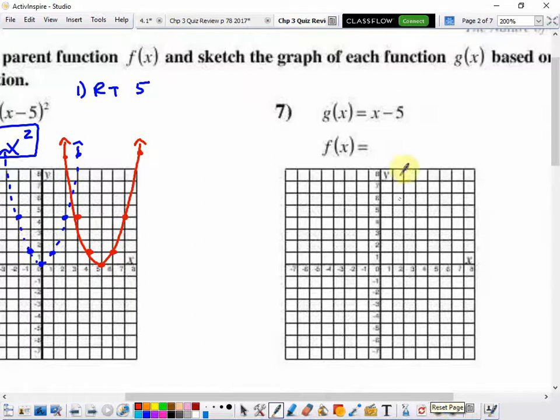F of x equals x minus 5. The parent function is f of x equals x. So that's the line y equals x. I should be dotting that in because it's not actually my answer.